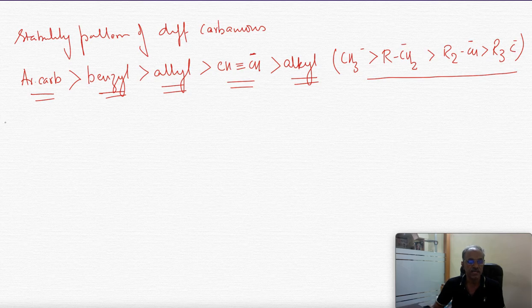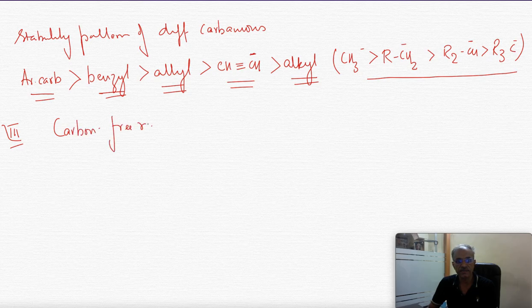Now, first we saw carbocation, then we saw carbanion, and now the third type of reactive intermediate is carbon free radical. Basically, what do we mean by carbon free radical? Carbon free radical is nothing but homolytic fission of a covalent bond. Homolytic fission of a covalent bond gives formation of a radical. I'll show you by example.